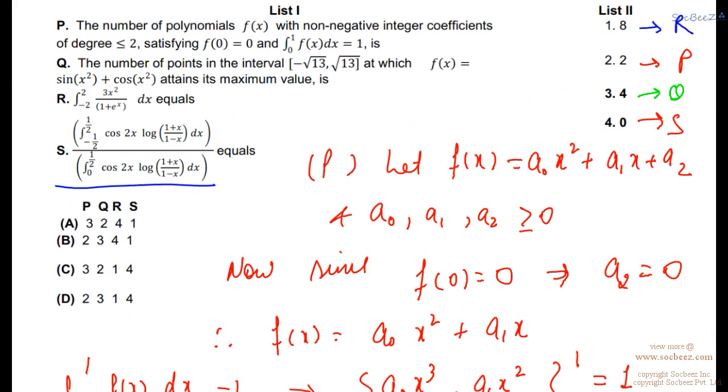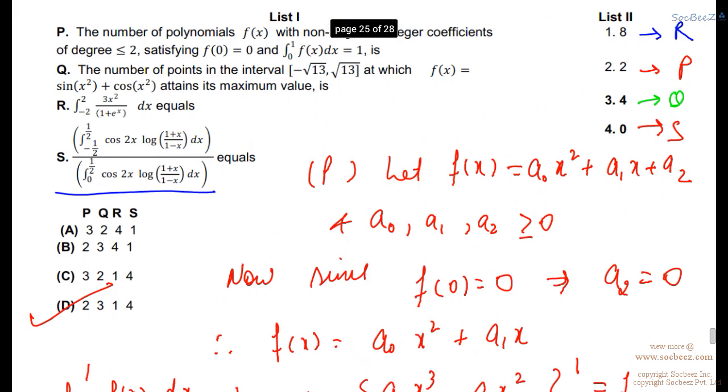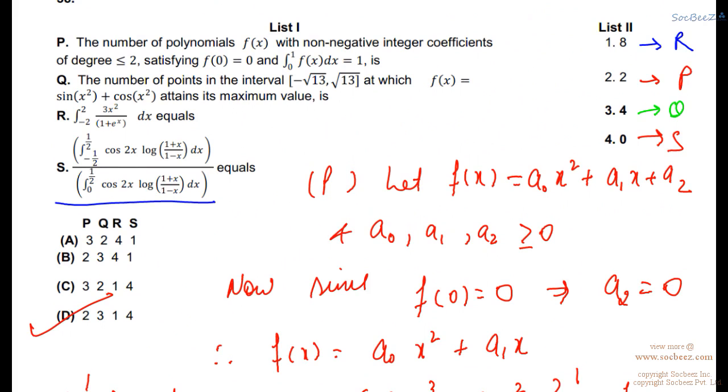So in this case the correct option is 2, 3, 1 and 4. So the correct option here is option D.